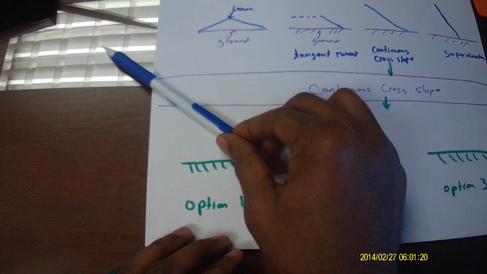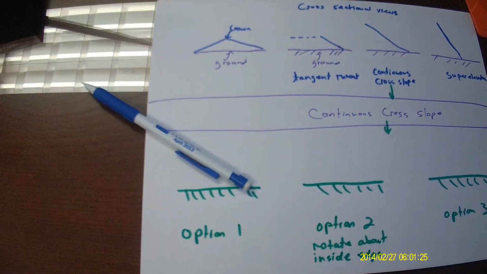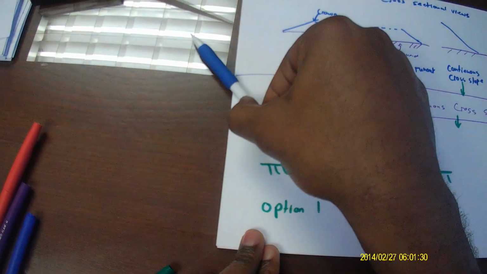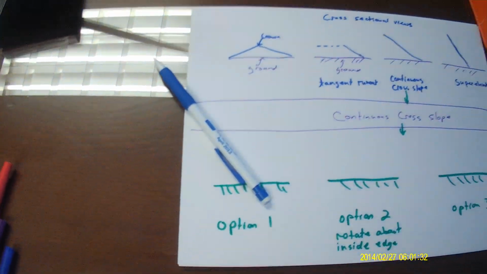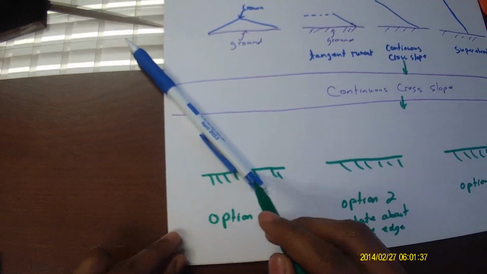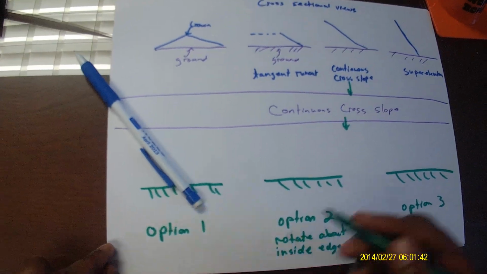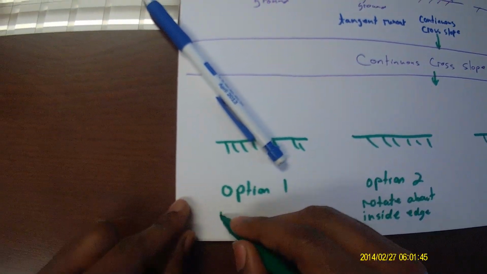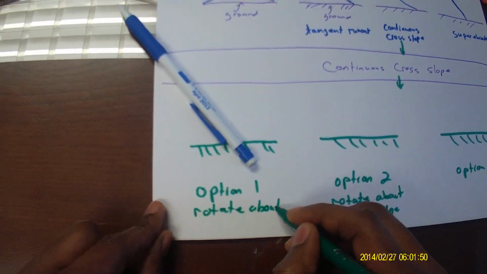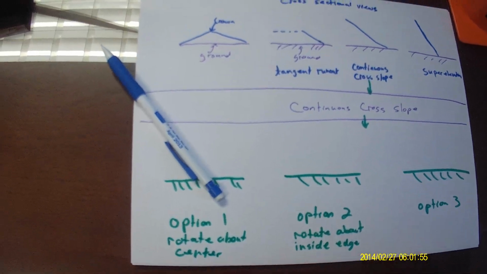All right. Well, what about option 1 here? Well, option 1, instead of holding my pivot there at the inside edge, I can pivot about the center and rotate it about the center. Now you see what happens when I rotate it about the center. This side of the edge is at a lower elevation than it was before. So option 1, rotate about center.